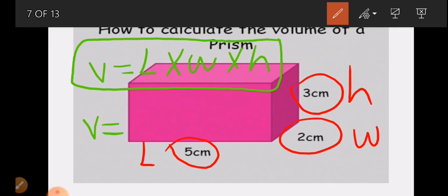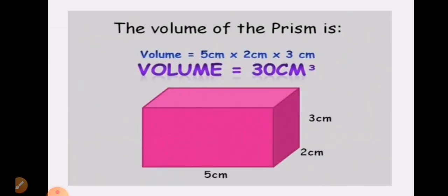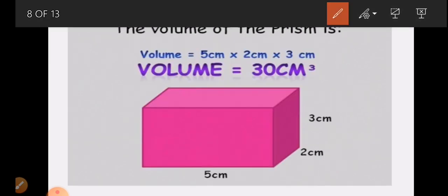So the volume equals, the length is 5, the width is 2, the height is 3. Multiply them together, you will get 30. What is our unit? It's a centimeter, but don't forget, for the volume, it must be cubed. So centimeter cubed. So for this rectangular prism, how do I get my volume? I will multiply 5 times 2 times 3. The answer will be 30 centimeter cubed.